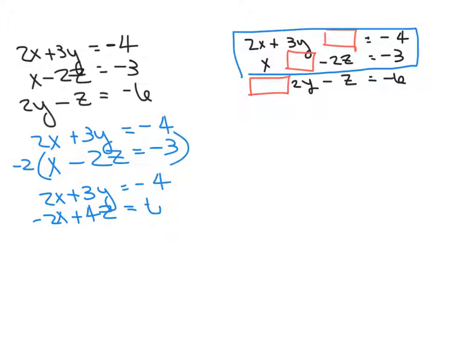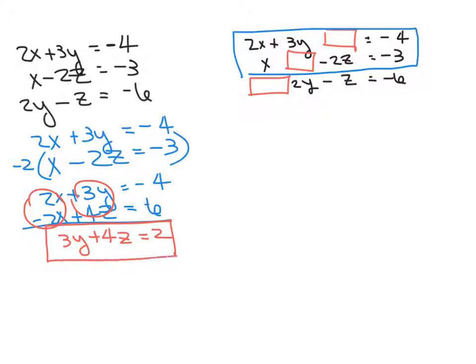That would be a 6, right? Okay, so now when I add, these go away. I have a 3y plus a 4z. Do not add those together. I mean, it makes it real easy to try adding those, but you don't, because you can't add them because they're different variables, and that's going to equal 2.